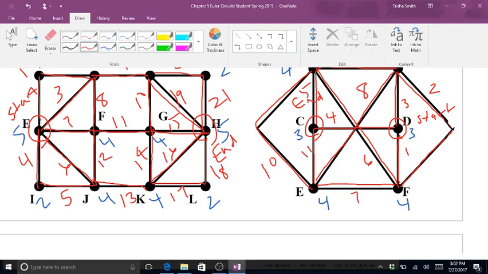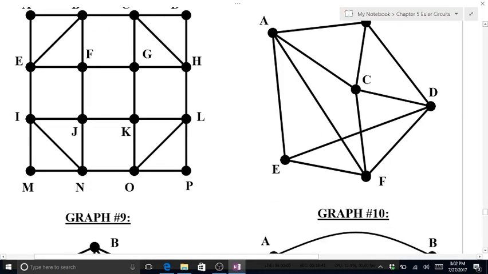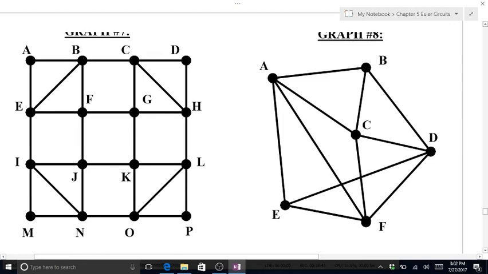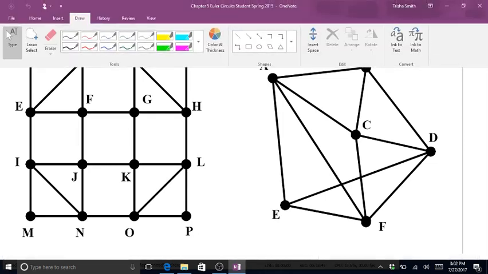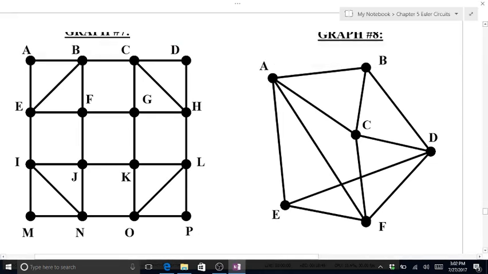5 more examples. So here's 7 and 8. A has a degree of 2. B has a degree of 4. C has a degree of 4. D is 2. E is 4. F is 4. G is 4. H is 4. I is 4. J is 4. K is 4. L is 4. M is 2.